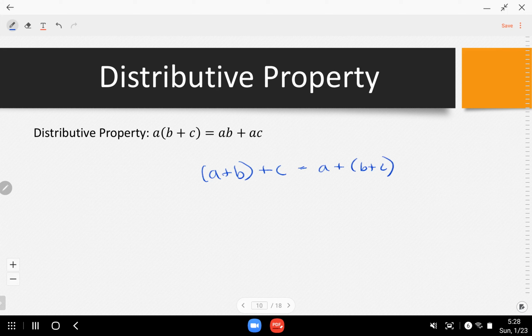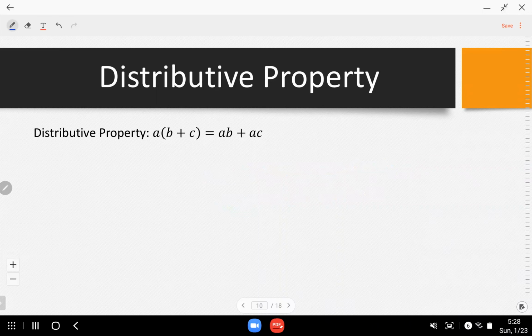And commutative is A plus B plus C is equal to C plus A plus B. You can just rearrange them, right? But the big idea here that not all people know when they're learning Algebra 1 is this distributive property, and that's why we need to learn it.